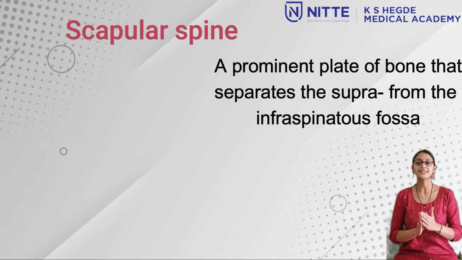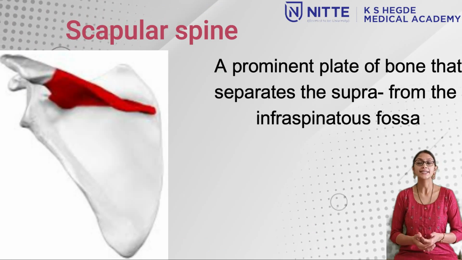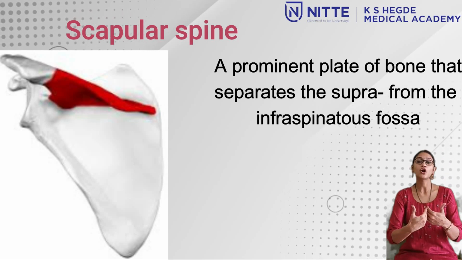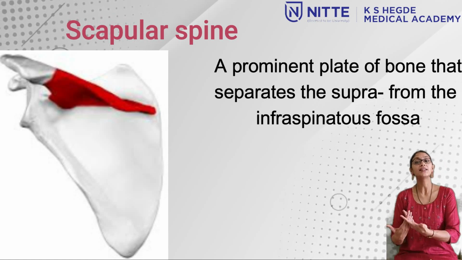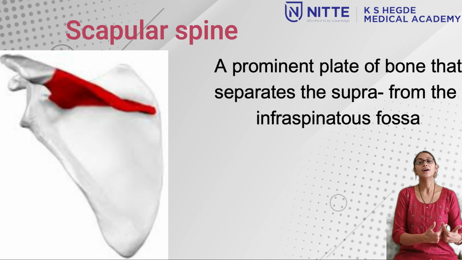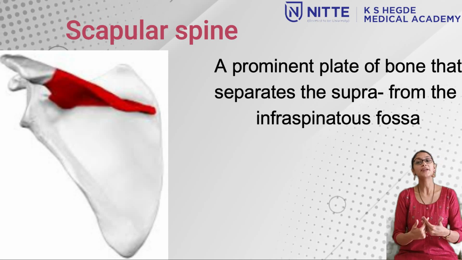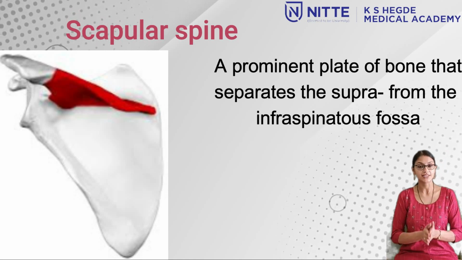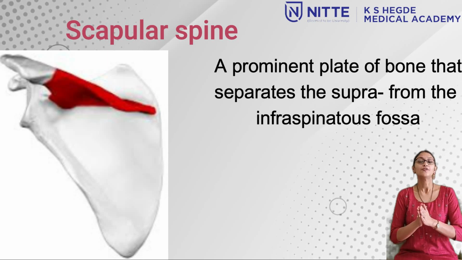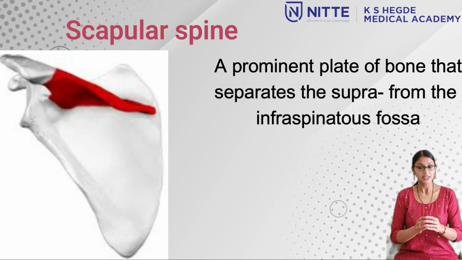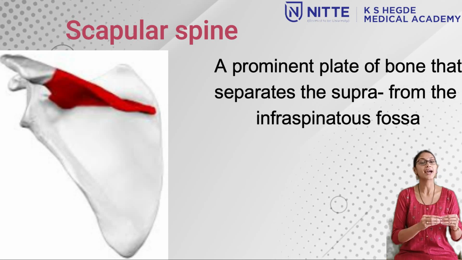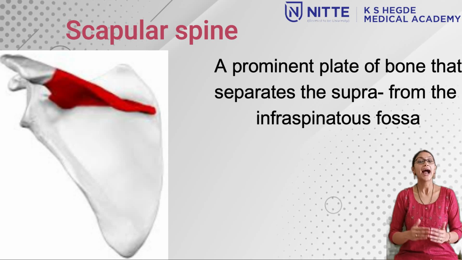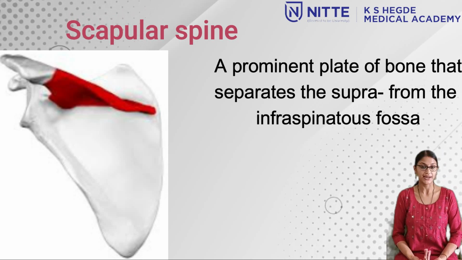The spine of the scapula, also called the scapular spine, is a prominent plate of bone which crosses obliquely in the medial 4/5 of the scapula at its upper part and separates the supraspinatus fossa above and the infraspinatus fossa below. To feel for the scapular spine, first feel the inferior angle of the scapula and move the finger upwards across the medial border and feel for the base of the spine.